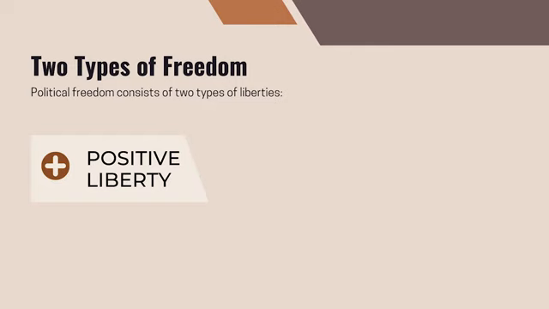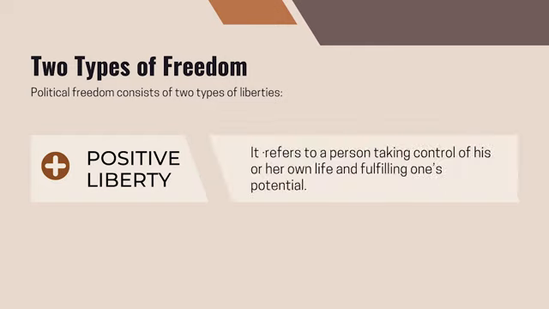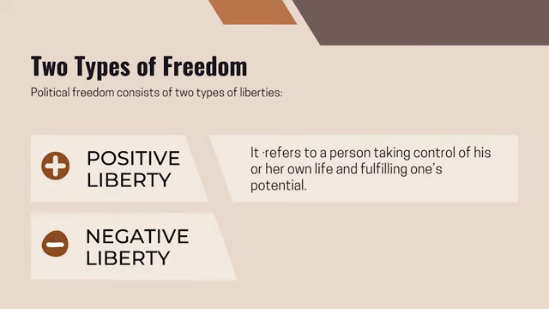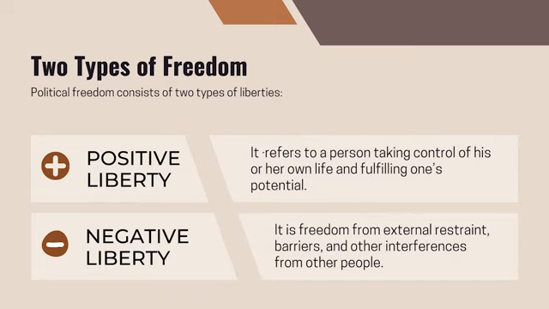So, now there are two types of liberties: the positive liberty, which refers to a person taking control of his or her own life and fulfilling one's potential. And the negative liberty is the freedom from external restraints, barriers, and other interferences from other people. A variety of ideas about human liberty influenced the development of a number of political ideologies. Here are some of the ideologies and views.